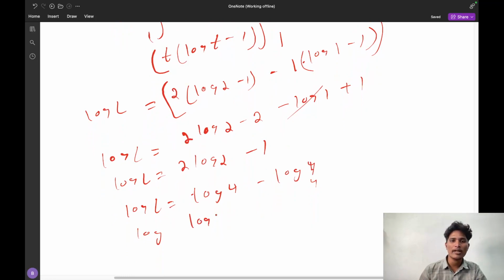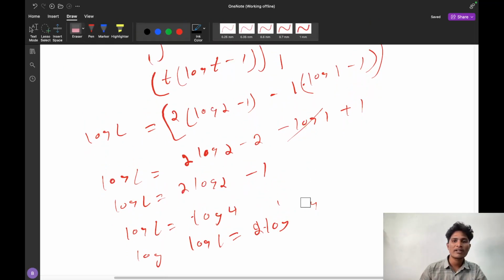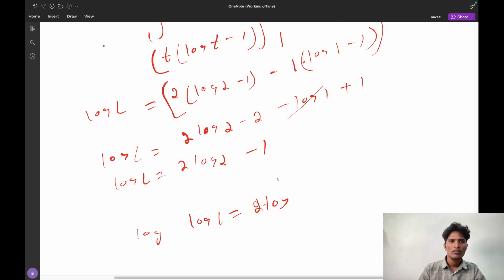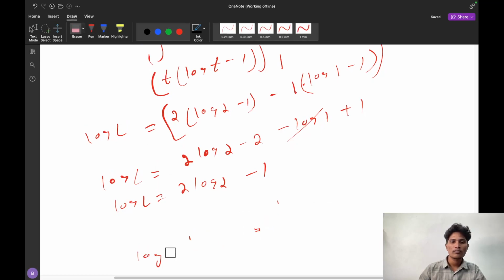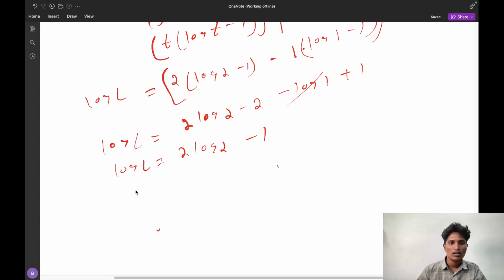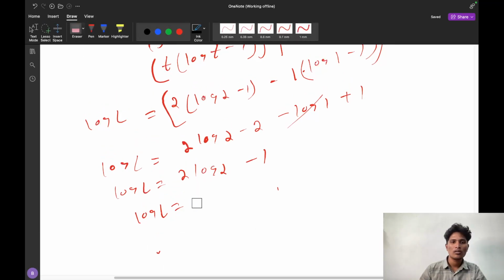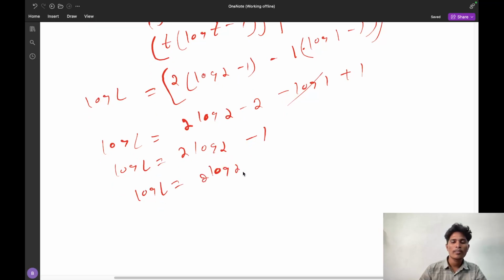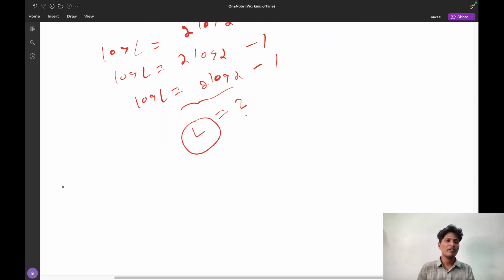This is the answer, that is log L is equal to 2 log 2 minus 1. This is the answer, and you can further simplify and you can find L. You can find L, and I will be giving one homework question.